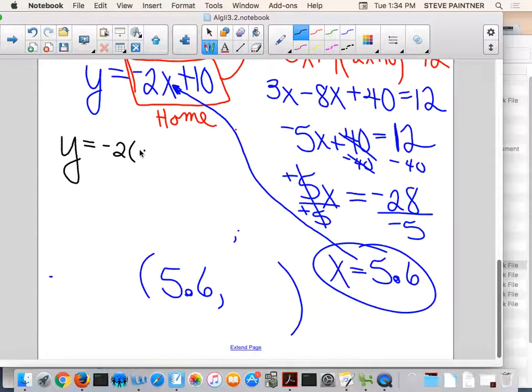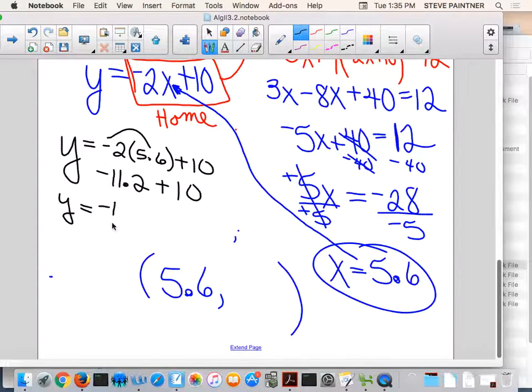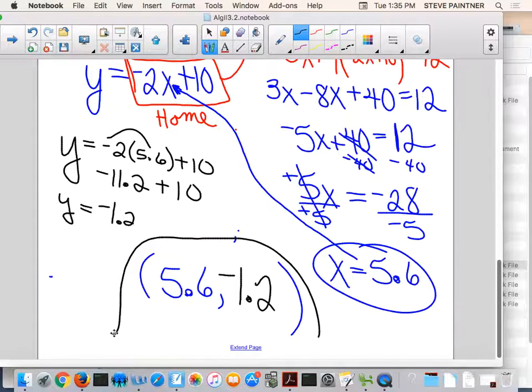negative 2 times 5.6 plus 10. Negative 11.2 plus 10. Right? Okay? Now what does y equal? Negative 1.2. There you go. So your answer for this problem is 5.6 comma negative 1.2.